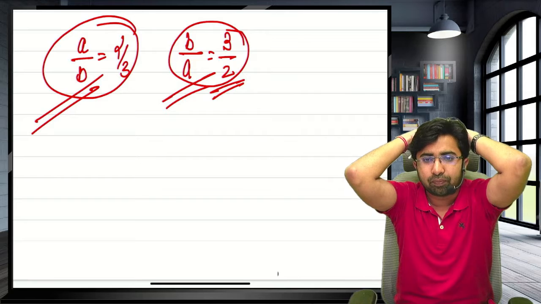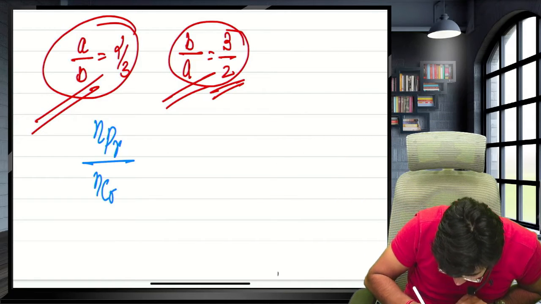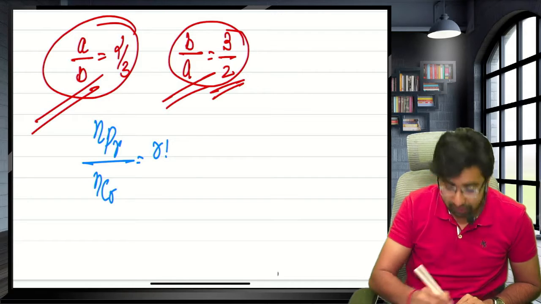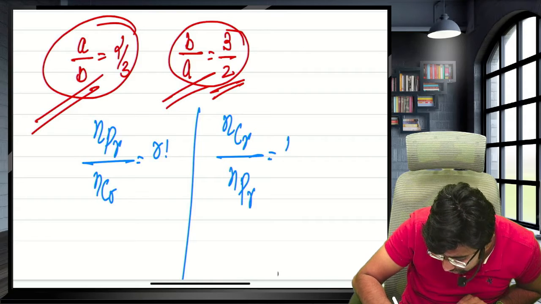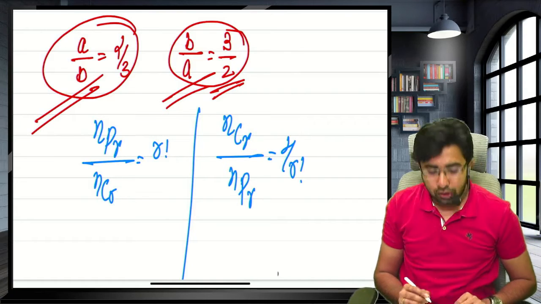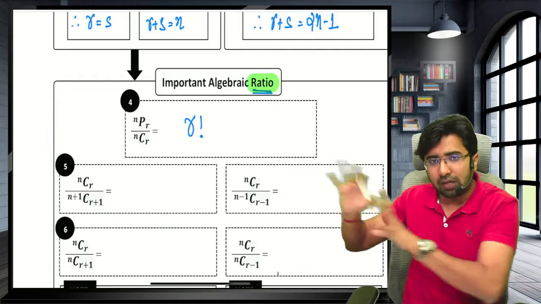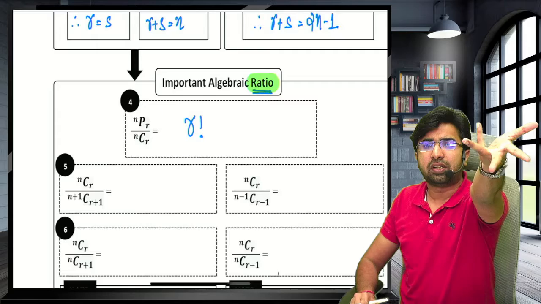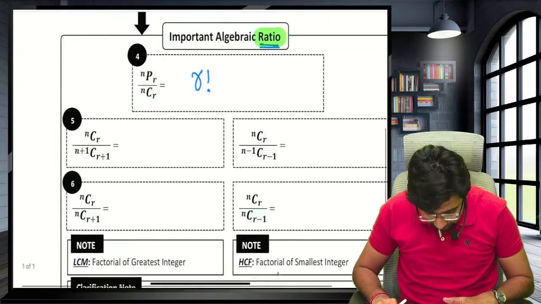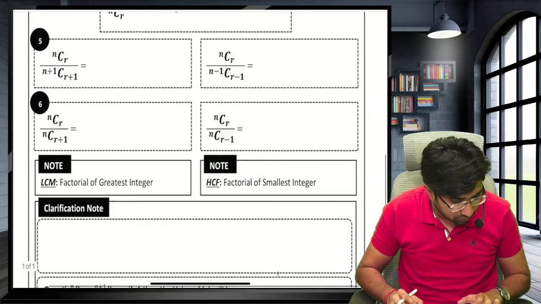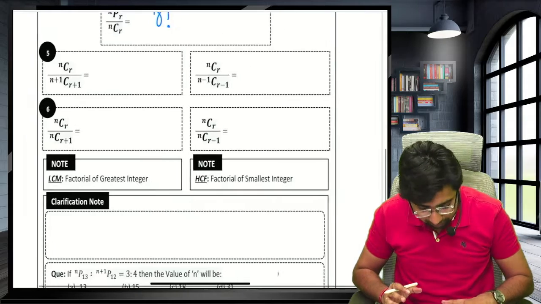In the same way, if NPR upon NCR is R factorial, then if you reciprocal, NCR upon NPR will be equal to 1 upon R factorial. So guys, we will have one ratio. If while solving the question you require the reciprocal of it, reciprocal the RHS also. These are the two important shortcuts that I'm going to teach you. Then I will give the shortcut for this. Don't worry.